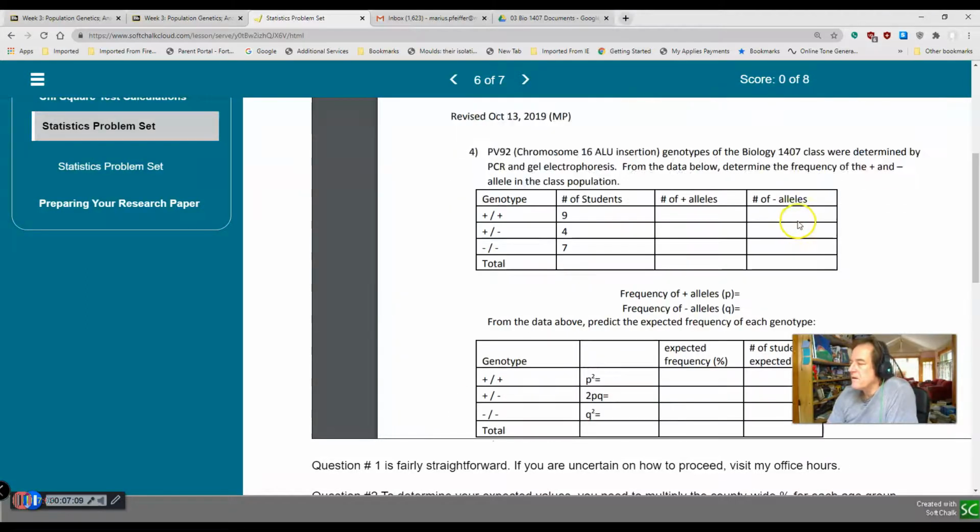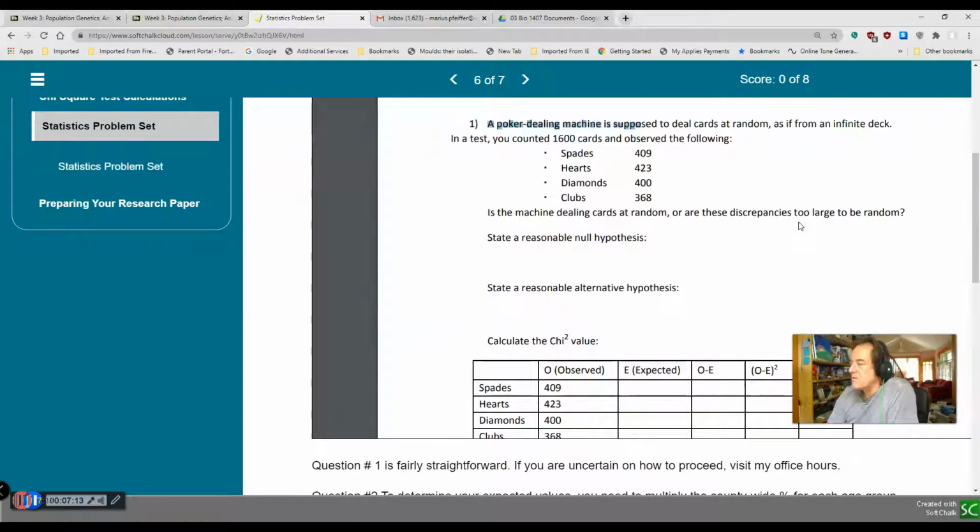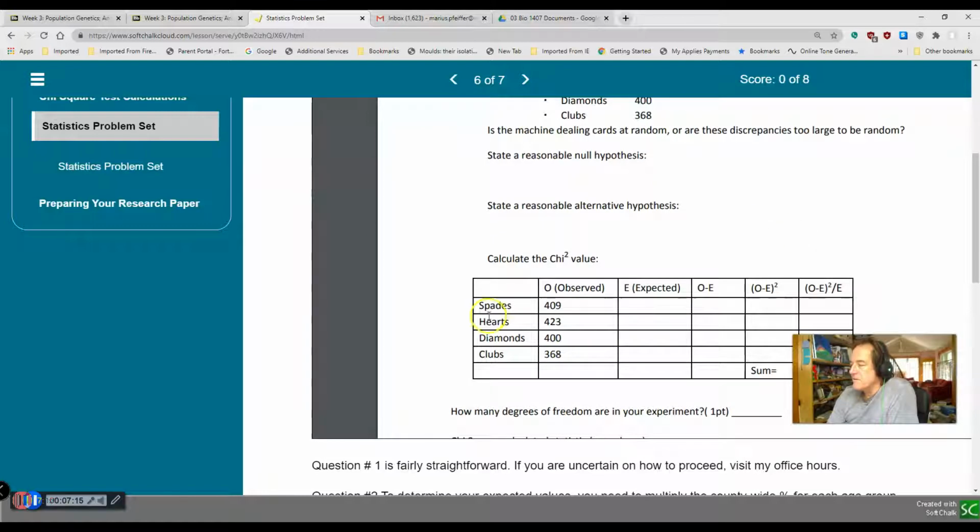Okay? Up here, the very first question with the card shuffler, there are 1, 2, 3, 4 different possibilities of where the data will be. 4 choices. So you can figure out what the degrees of freedom is going to be. 4 choices minus 1. All right.